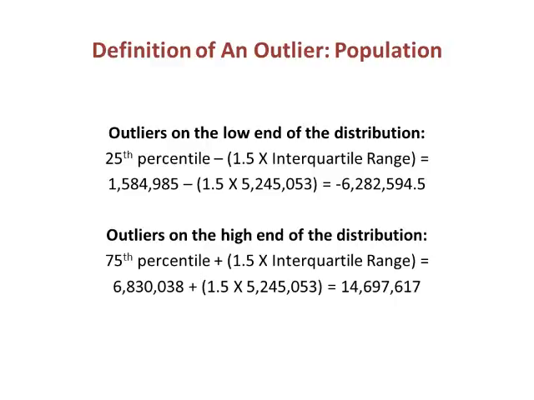Here are the calculations for outliers for the population variable worked out on each end of the distribution. On the low end, a point is an outlier if the population of the state is less than minus 6,282,594.5. The number is negative. Obviously, there are no states with negative population sizes, so we do not have to worry about outliers on the low end of the distribution. On the high end of the distribution, a state is an outlier if its population exceeds 14,697,617.